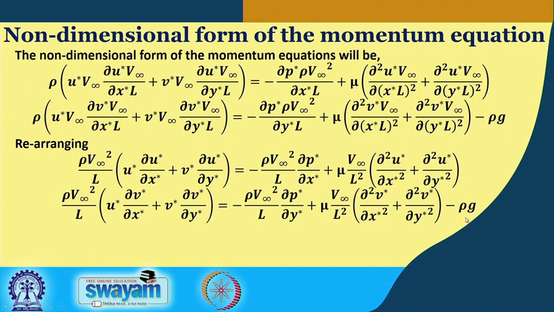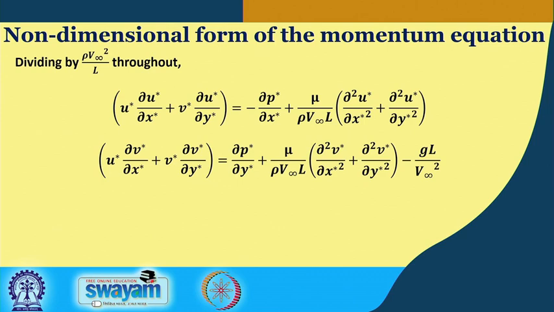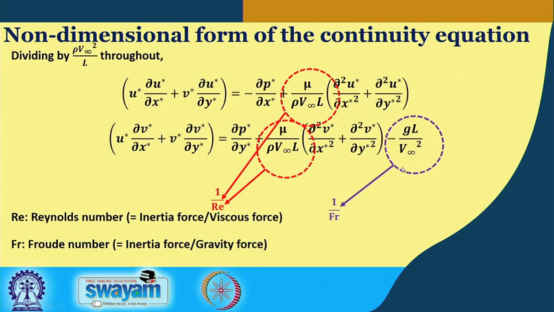Now, understand this particular term here is still dimensional, it is not non-dimensional, because each of these terms is in dimensional form. So, we rearrange the equations by dividing by rho v infinity square by L, and we get this particular equation for this and this. Now, you can see here that we get some non-dimensional numbers, and this particular thing is what we call the inverse of the Reynolds number. Okay. And this particular thing is the inverse of the Froude number.